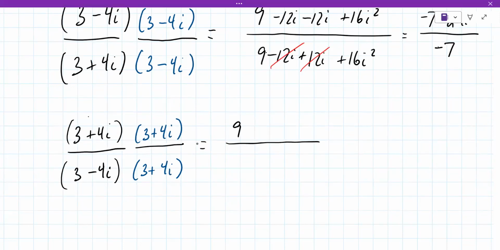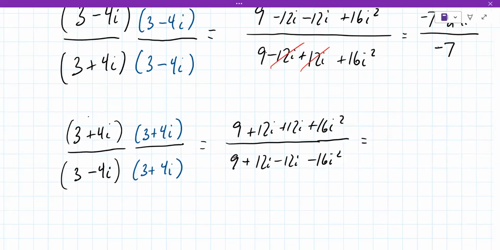Top is 9 plus 12i plus 12i plus 16i squared. Could you multiply the bottom for me, please? Yes. 9 plus 12i minus 12i minus 16i squared. Okay. All right, so could you tell me what the bottom becomes this time? Just the bottom.